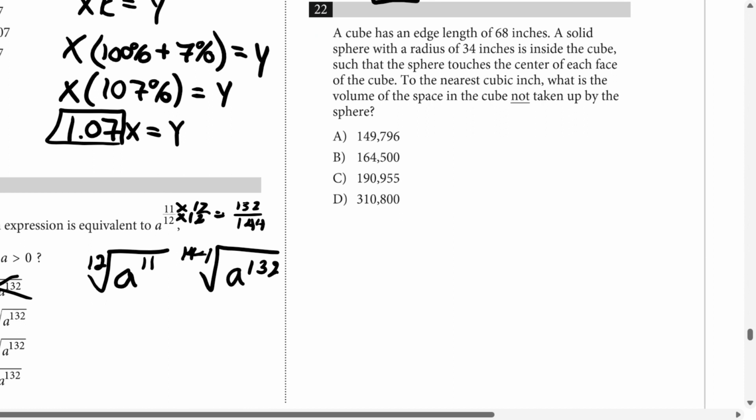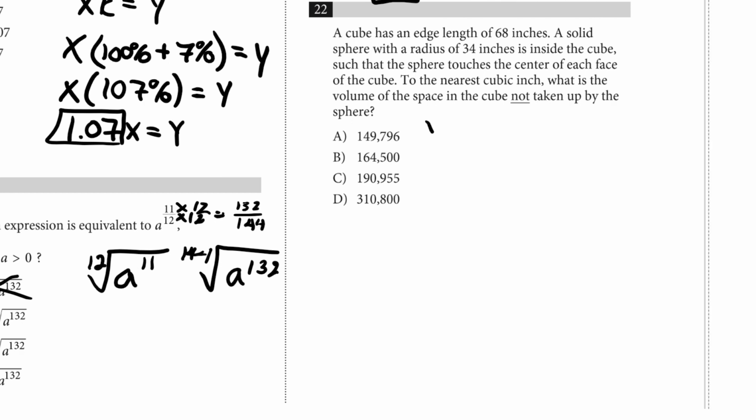A cube has edge length of 68 inches. A solid sphere with a radius of 34 inches is inside the cube, such that the sphere touches the center of each face of the cube. To the nearest cubic inch, what is the volume of the space in the cube that is not taken up by the sphere? What we have to do to answer this question is first find the volume of the cube and then subtract that by the volume of the sphere.